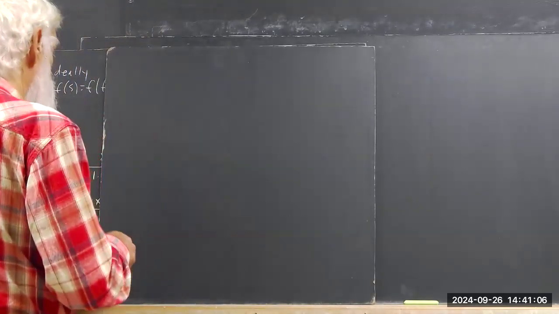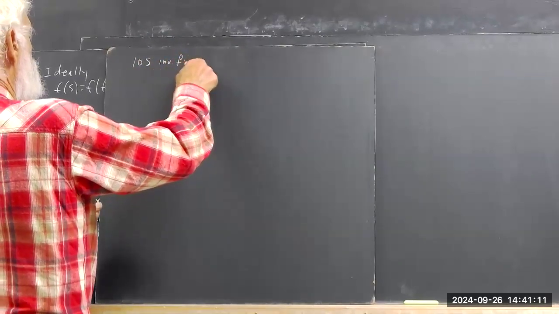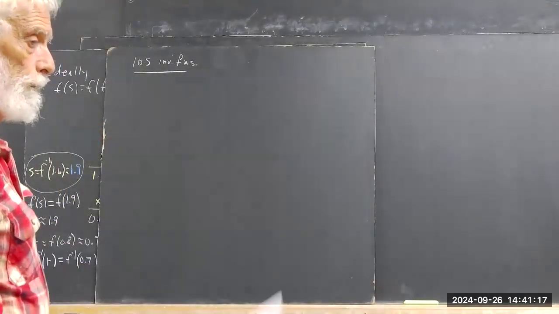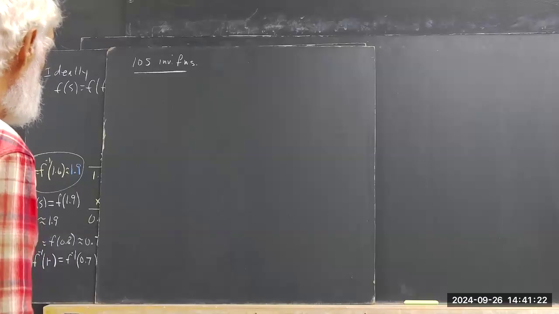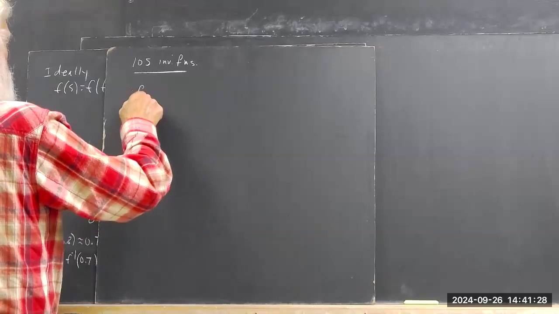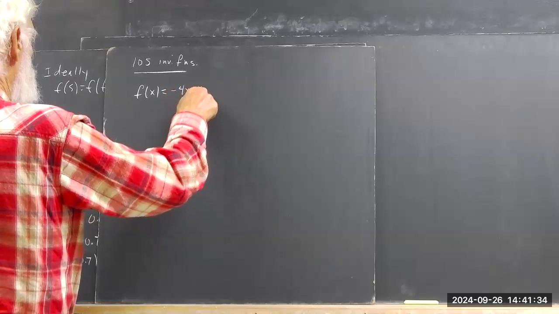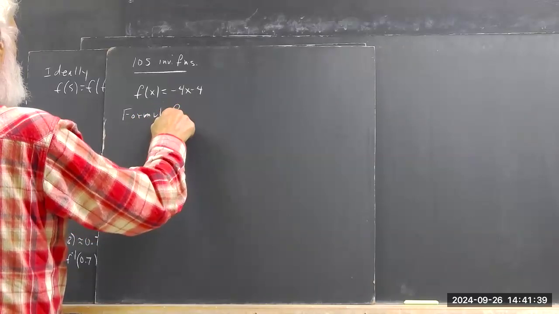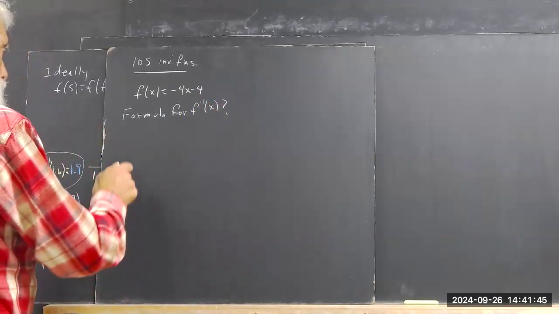105 is on inverse functions. Again, we're looking at a copy of version 4 of the sample problems that I sent you. And this one is pretty straightforward. Everybody, I think, is in pretty good shape with this. But you have function f of x equals negative 4x minus 4. What's the formula for f inverse of x?